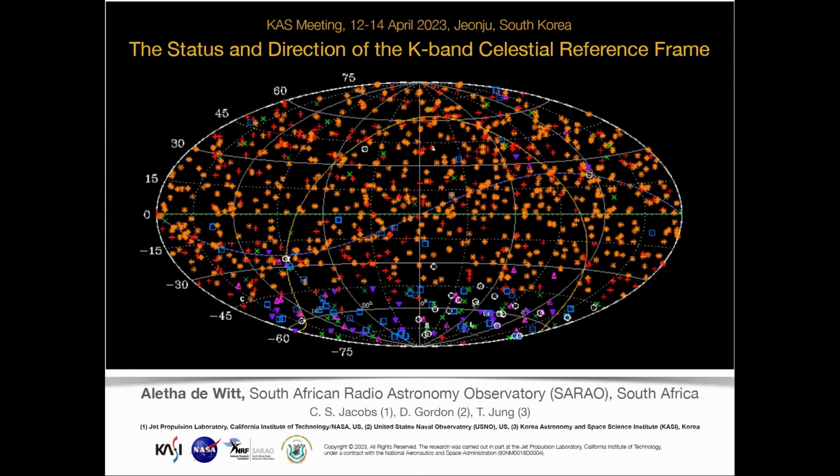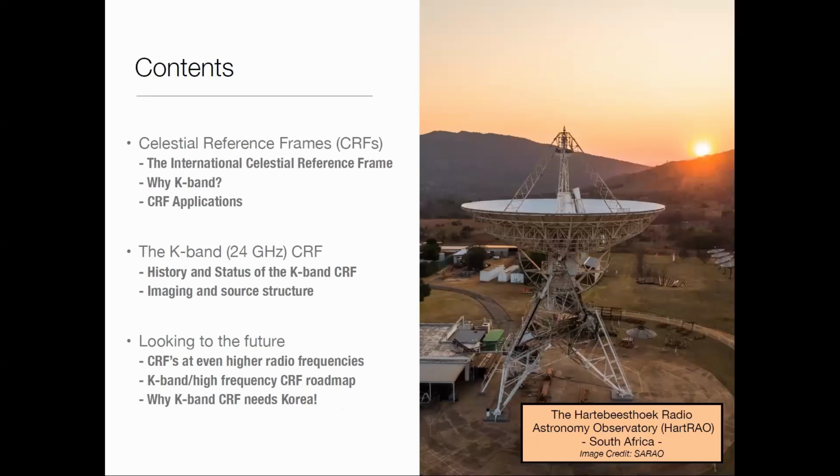Okay, so the K-band celestial reference frame, there you get an example of what it looks like today, the distribution of sources on the sky. So what I'll talk about today is first just a bit about celestial reference frames, the international standard, why we observe at K-band, some applications of the celestial reference frame, and then of course talk about K-band itself, the history and status of the K-band celestial reference frame, a little bit about imaging and source structure, and then looking to the future, celestial reference frames at even higher frequencies than K-band, the roadmap for high frequency celestial reference frames, and most importantly today, I think, why the K-band celestial reference frame needs a career.